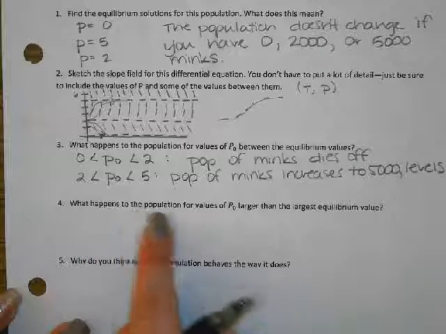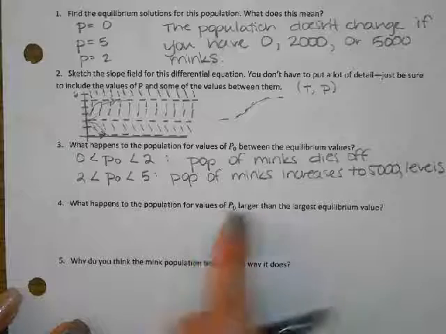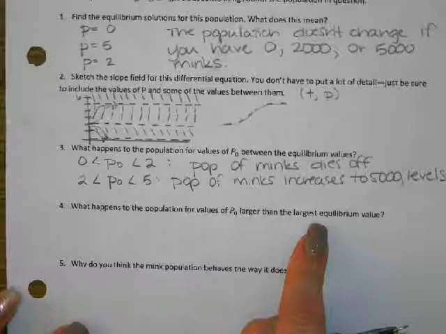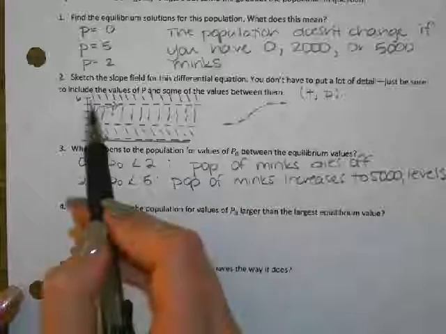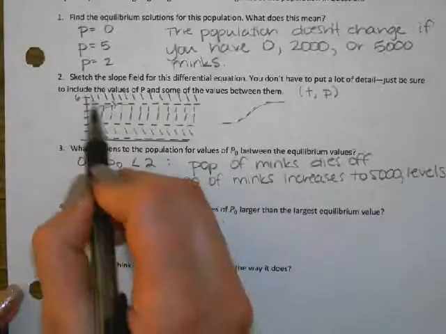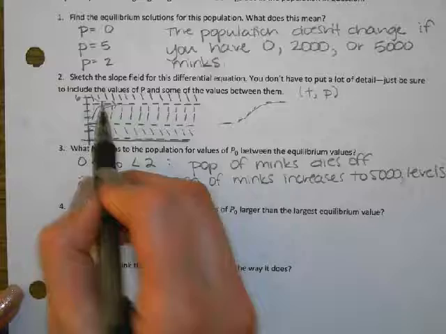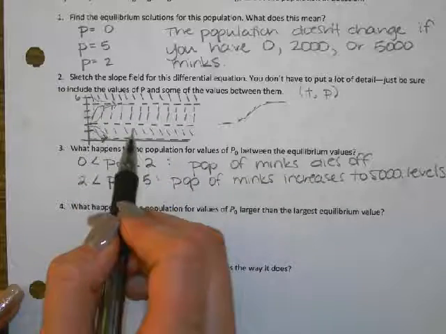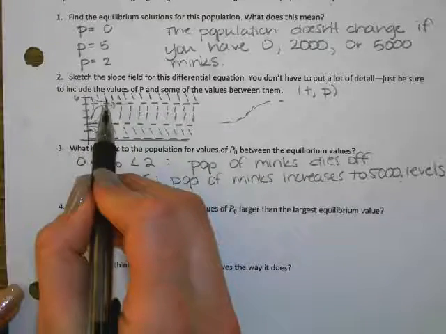What happens to the population for values that start off larger than the largest equilibrium value? So what happens if we start off with a population of minks that's 6,000? They die. Do they die forever and then go to 0? No. It levels off at 5,000.